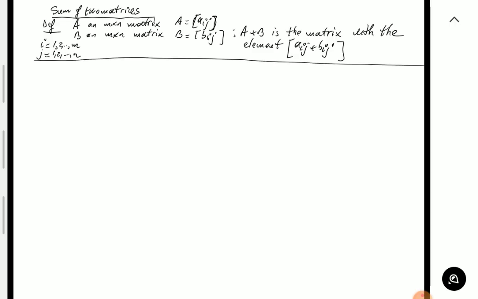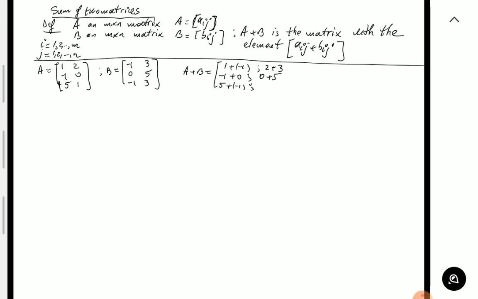Let's go straight to the examples right away. So suppose we have A given by 1, 2, minus 1, 0, 5, 1. So that would be a 3 by 2 matrix, and B with the entries minus 1, 3, 0, 5, and then let's say another one, minus 1, 3, then A plus B is going to be 1 plus negative 1, 2 plus 3, minus 1 plus 0, 0 plus 5, 5 plus minus 1, and then 1 plus 3.